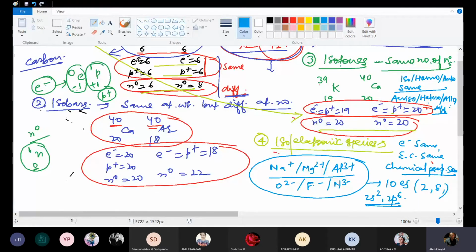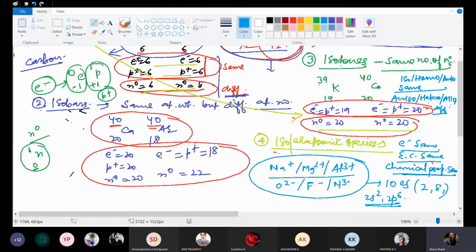Since their electronic configuration is the same, their chemical properties will also be the same. So isoelectronic species are those species which have the same number of electrons, the same electronic configuration, and ultimately the same chemical properties. So this is all about isotopes, isobars, isotones, and isoelectronic species.